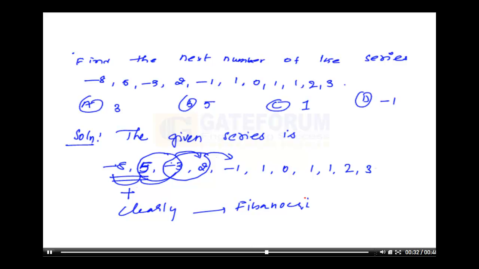So clearly we can say that it is a Fibonacci series. So in order to obtain the next number of the Fibonacci series, we have to add the last two numbers. So here, in order to get the next number, it is enough to add the last two numbers, that is 2 and minus 1. So the required number is 1. That is option B.